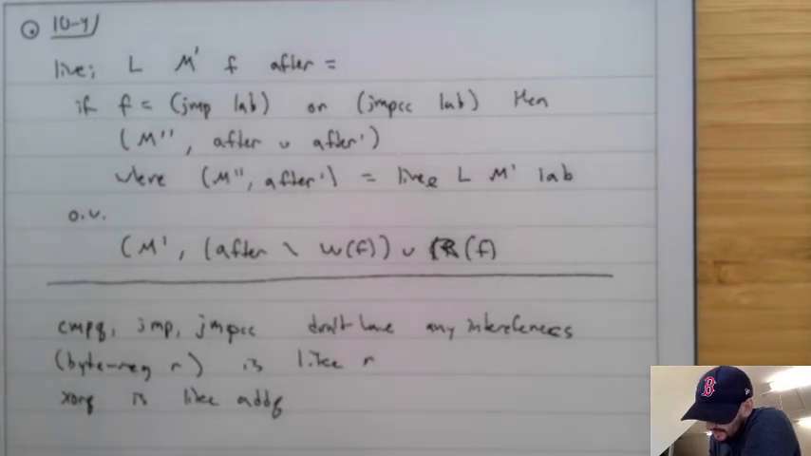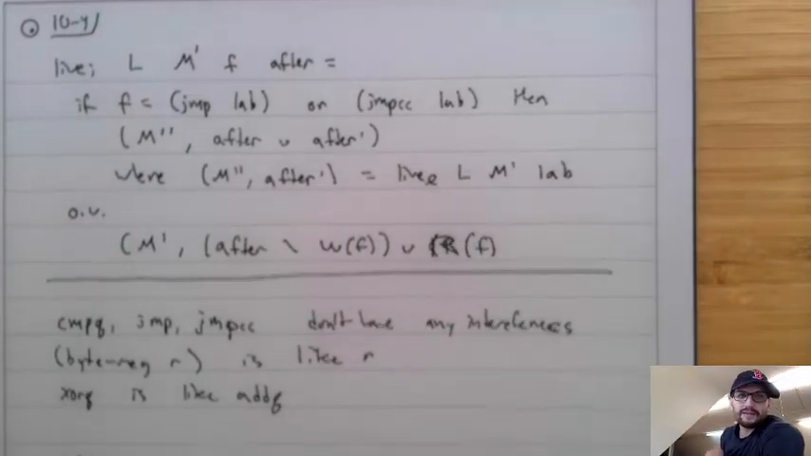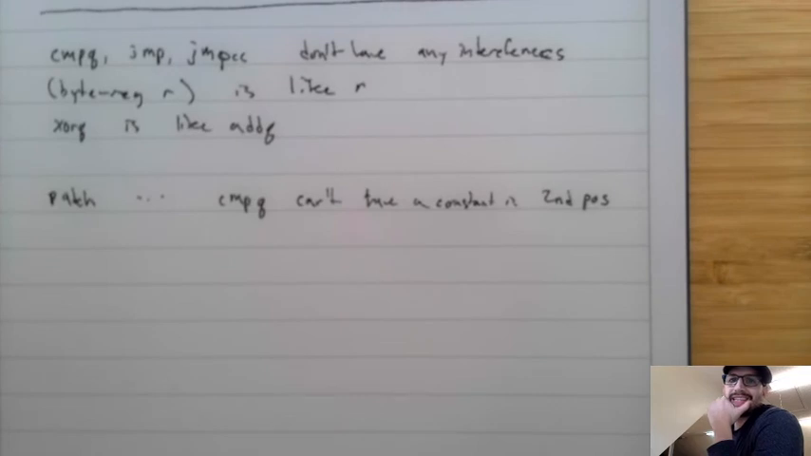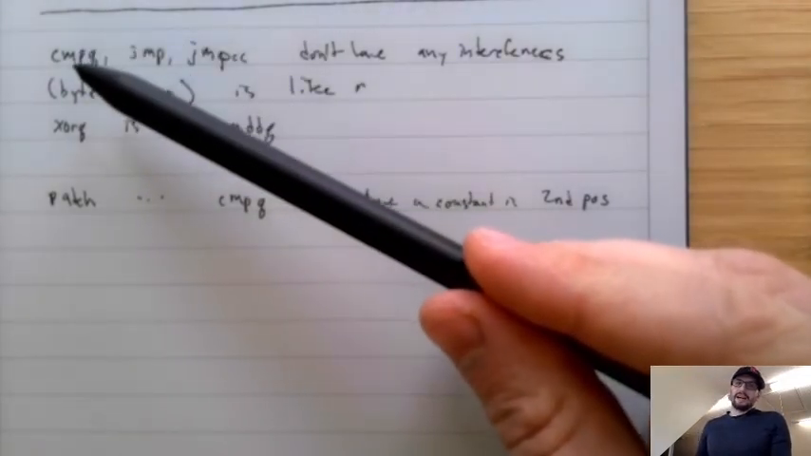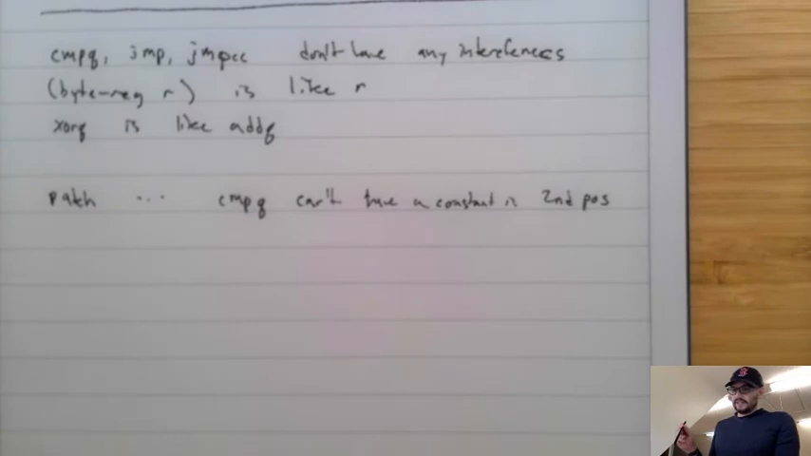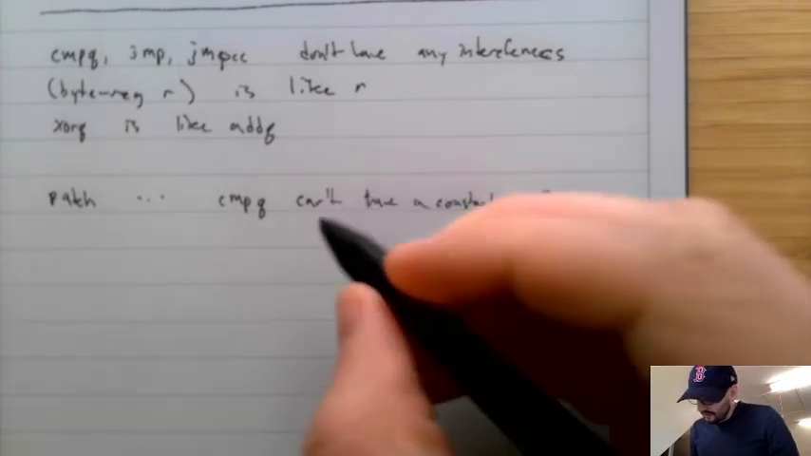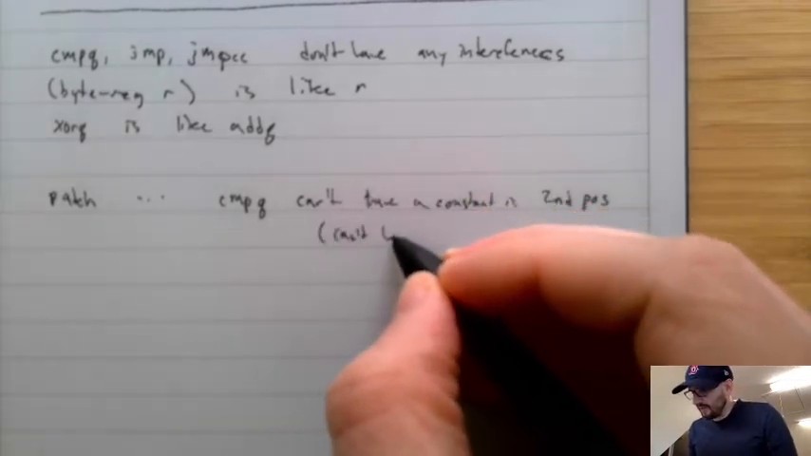Okay. Patch, as I mentioned, compare Q can't have a constant in the second position. And so now there's two ways to deal with that. So way number one to deal with that is that you just make it so your register allocator can never use RAX. The other way to deal with it is to actually make it so that compare Q affects RAX. It also, by the way, can't have two memory references.